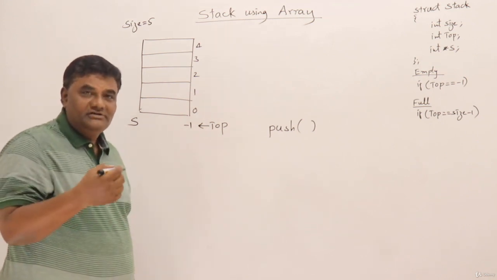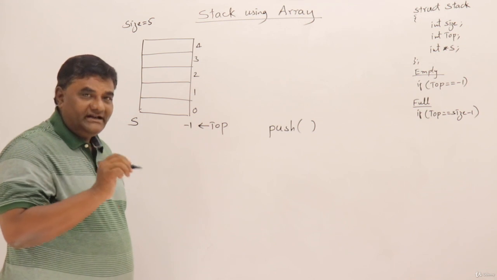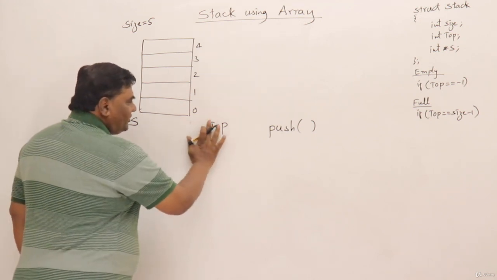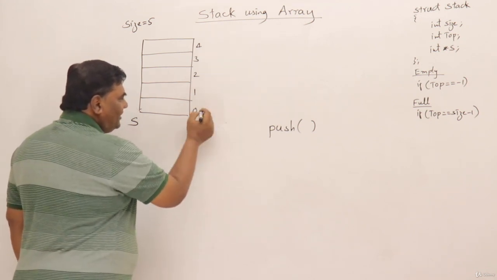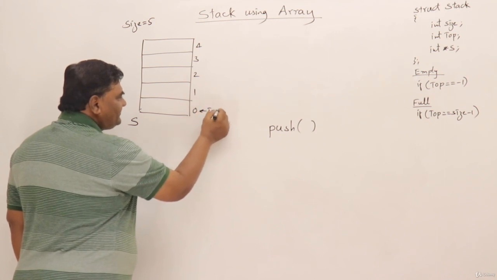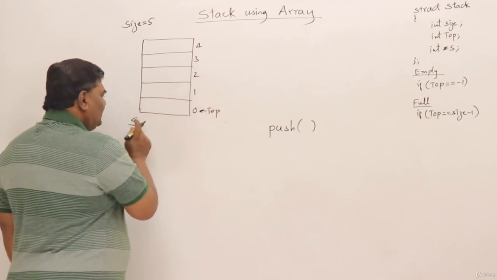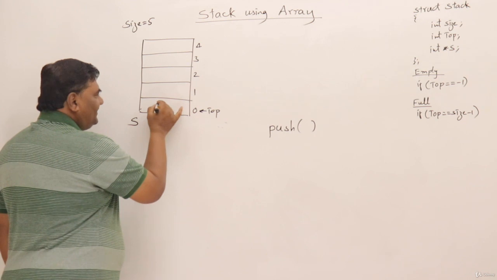So let us push a value. I want to push an element 10. So increment top pointer, move top. So how to increment? As it is an integer type, so say top++, it will move here. Then at s of top, write down a value.